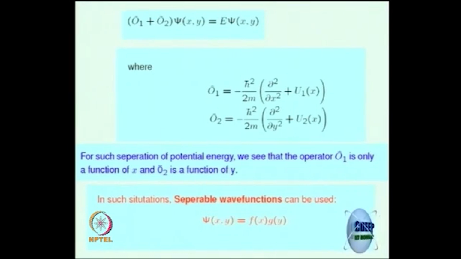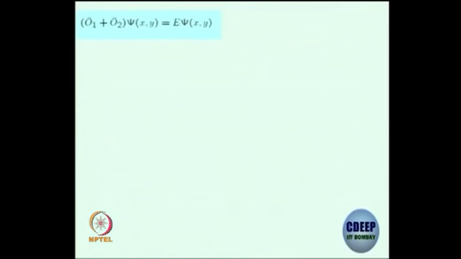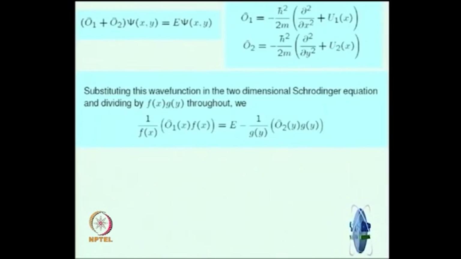For such separation of potential energy, you can write separable functions. I'm calling it f of x g of y. Even though I'm stressing particle in a box, this is applicable for other situations also. This is a formal 2-dimensional Schrodinger equation, and you can separate it if your potential energy is a sum of different coordinates' potential energies. So now you substitute into your 2-dimensional Schrodinger equation and divide by f of x g of y, and you will get the piece which is x dependent, put it on the left hand side, and the piece which is y dependent, put it on the right hand side, and they will be related up to a factor of E.